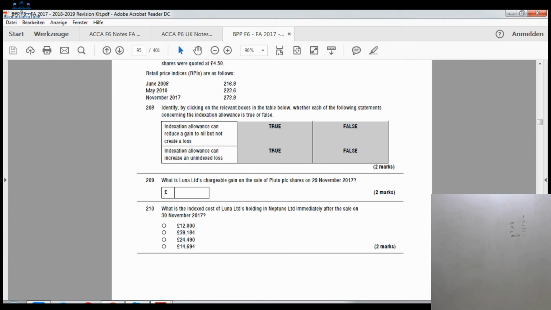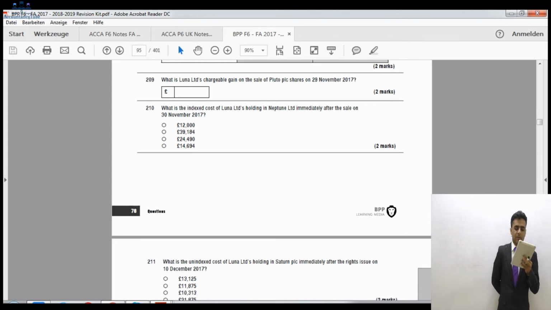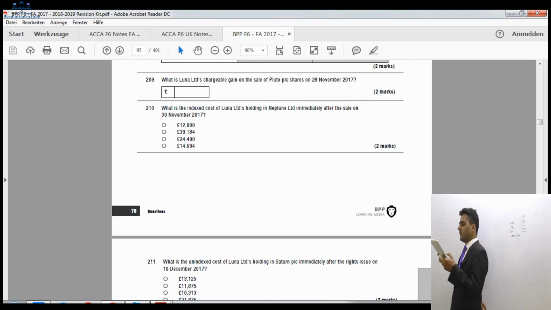Now, if you read the scenario, it says that on 29th of November 2017, Lunar Limited sold its entire shareholding of £1 shares in PPLC for 53,300. Now it is a share sale, but it is by a company. So whenever a company is selling, there will be indexation allowance as well. So 53,400 is the sales.